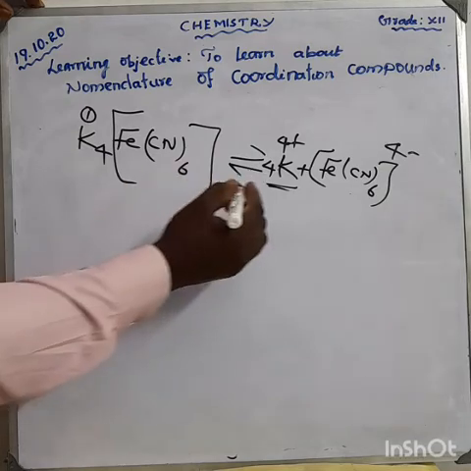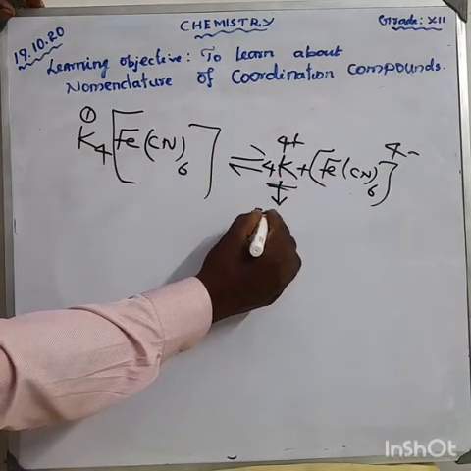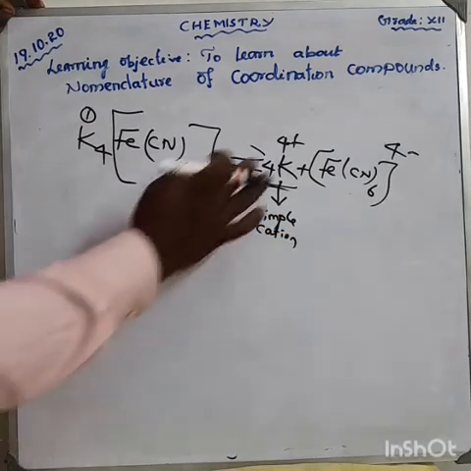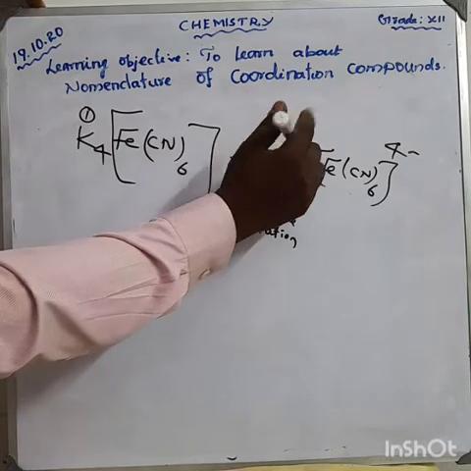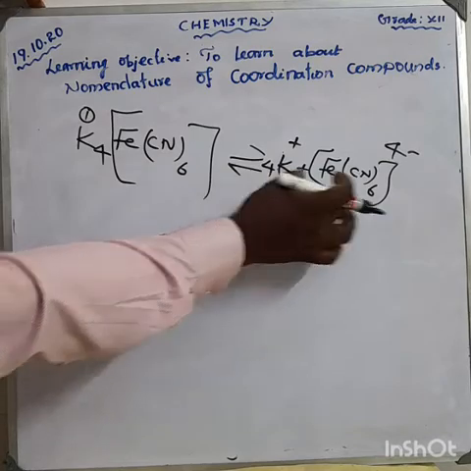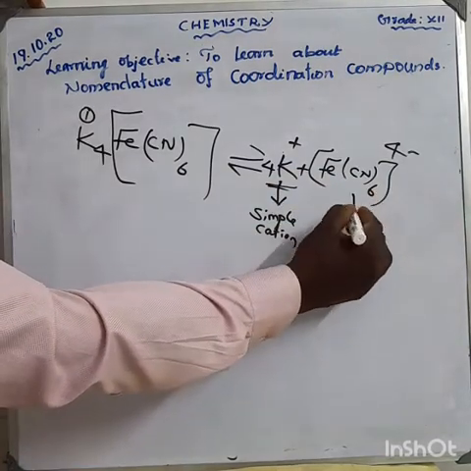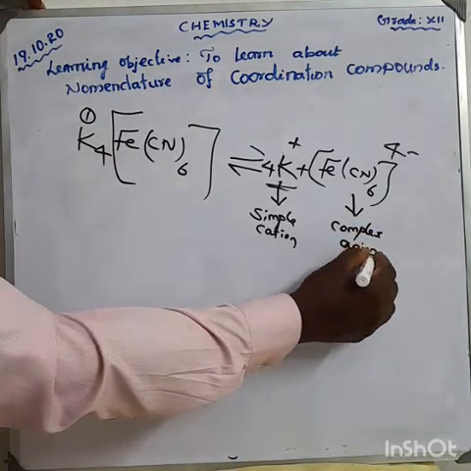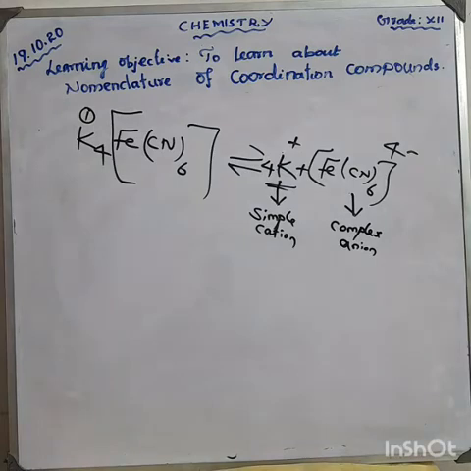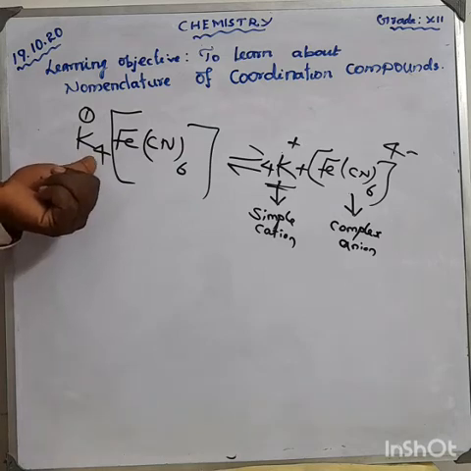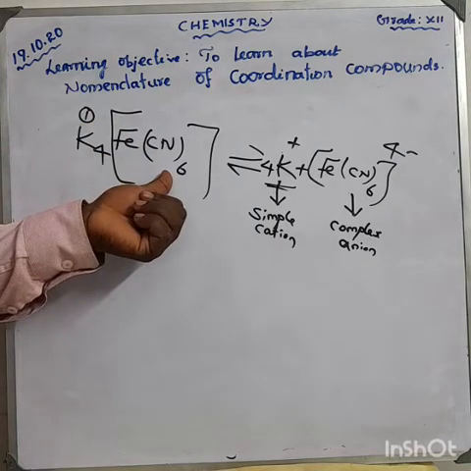Okay. This is what? The simple cation. Why is it a simple cation? Can you say why it is a simple cation? Because the potassium occurs as a single ion. It is a complex anion. So this is one of the complexes. Here, you should name the cation first, followed by the anion.